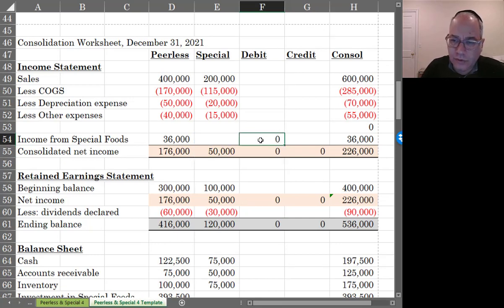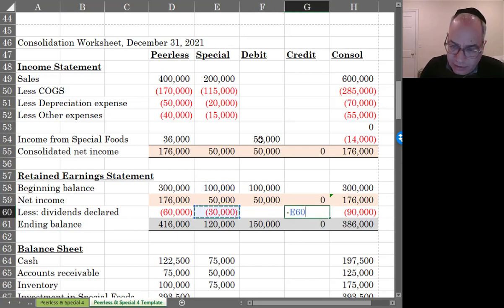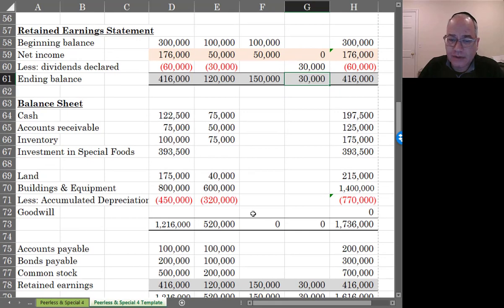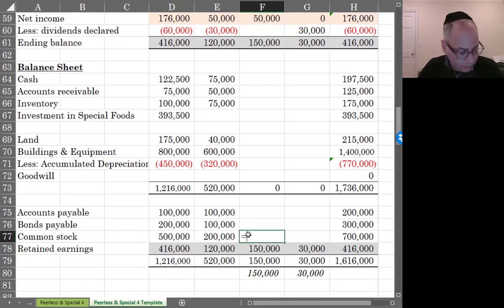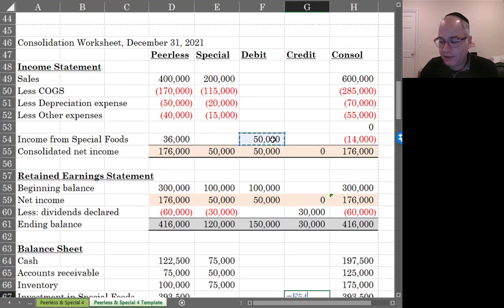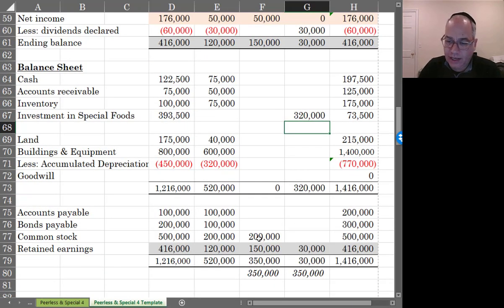I'm going to debit income from Special Foods for whatever the posted income was for Special Foods. In this case, it was $50,000. I'm going to debit the beginning balance of retained earnings for $100,000, and I'm going to credit dividends paid by the sub to the parent. I'm also going to debit common stock of the sub way down here, $200,000. And the difference between all of these is going to be credited to the investment account. So that would be $50,000 plus $100,000 minus $30,000 plus $200,000, or $320,000.